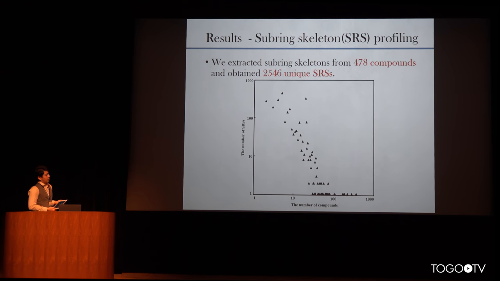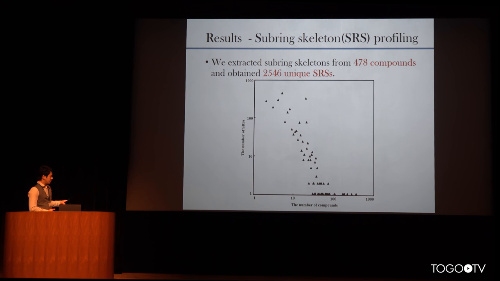And next, I'd like to talk about the results of my research. Firstly, we extracted Subring skeletons from 468 compounds and obtained 2,546 Subring skeletons. This figure shows the distribution of the number of compounds along with the number of Subring skeletons.